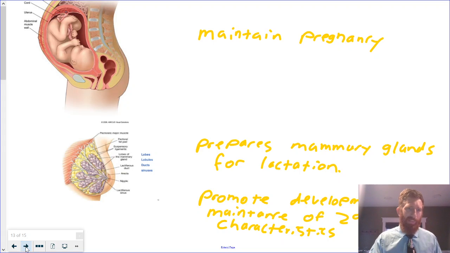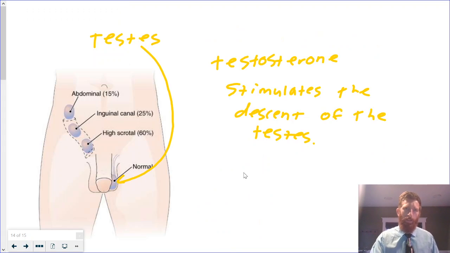All right, and then last but not least, this is the last slide. So the male gonads are known as testes. Just like the ovaries, there's two of them. Testis is the singular for the male gonad, and they basically only make one hormone: testosterone. Testosterone, this is interesting, and we're going to talk about this a little bit in depth because this is just so fascinating. It stimulates the descent of the testes.